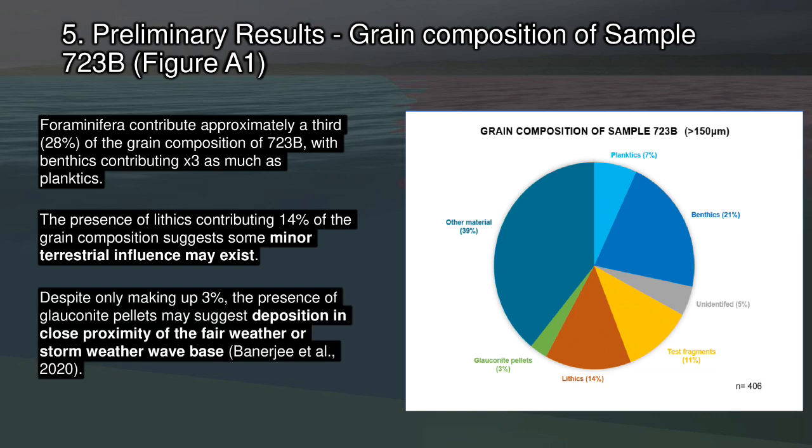And although only making up approximately 3% of the overall sample, the presence of glauconite pellets may also suggest the site at this period in time was deposited in close proximity to the fair weather or storm weather wave base, which some authors have used as a proxy for shallow marine environments.